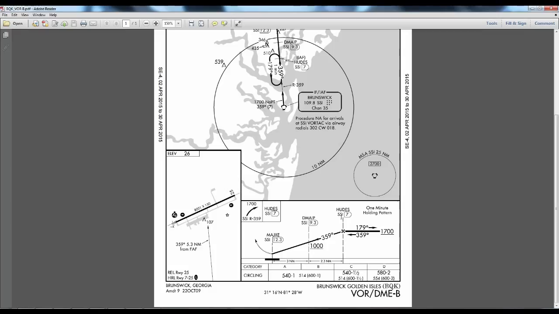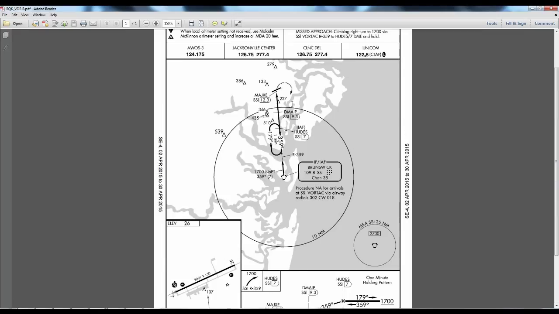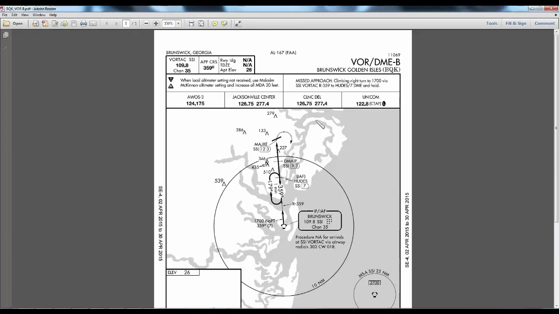Circling is a method that, let's say for whatever reason there were no other approaches at Brunswick Golden Isles. So no VORs, no RNAVs, no SIDs. This was the only approach. It's the VOR DME-B.